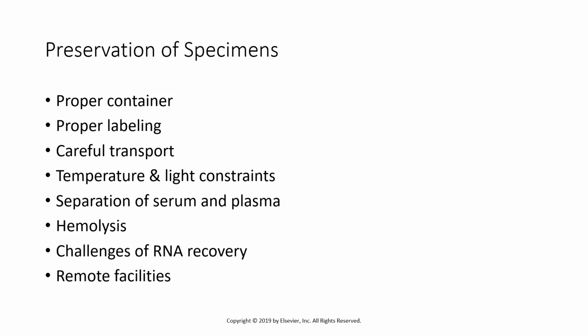The challenges of RNA recovery. RNA is very unstable. It's a single strand molecule that can break down very easily, so it's difficult to recover RNA. And then remote facilities. Sometimes remote facilities have to have their specimens sent to a central lab or sent to a reference lab. So being able to preserve the specimen until it gets to that location for analysis is important.